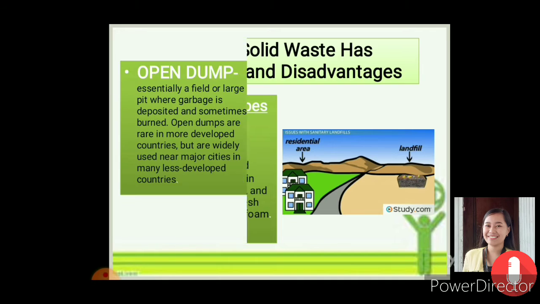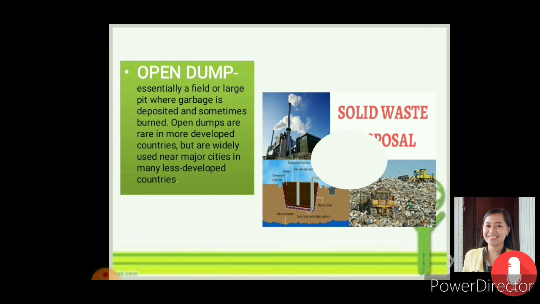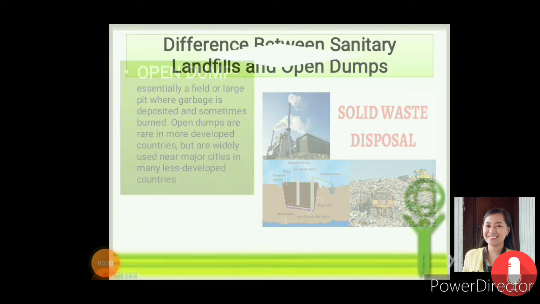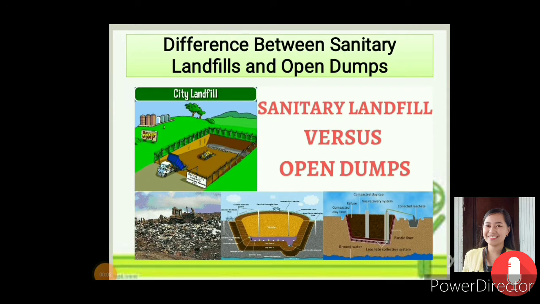The second type of landfill is an open dump, essentially a field or a large pit where garbage is deposited and sometimes burned. Open dumps are rare in more developed countries, but are widely used near major cities in many less developed countries. This is the illustration of the open dump. This slide shows the difference between sanitary landfills and open dumps.